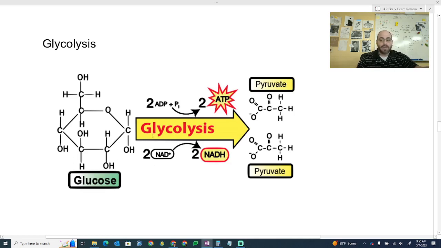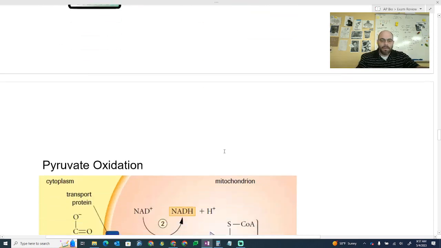And so sometimes you'll see where it talks about the payoff phase. The investment phase is the first portion of glycolysis, and the payoff is the second portion. I haven't really seen any of that in the literature, so not all that important. Just understand a couple of things about glycolysis. Again, it's common to all living things, and it breaks down glucose to make pyruvates.